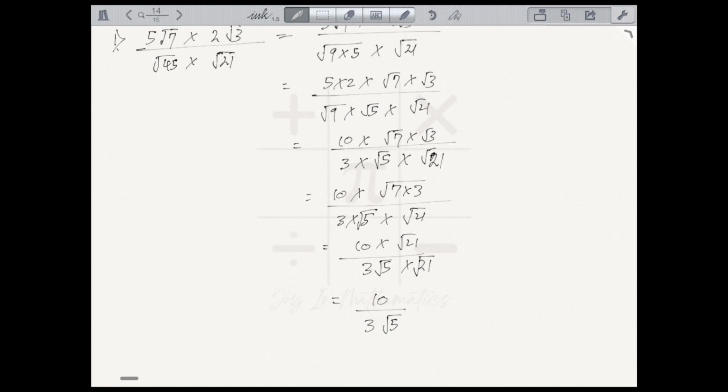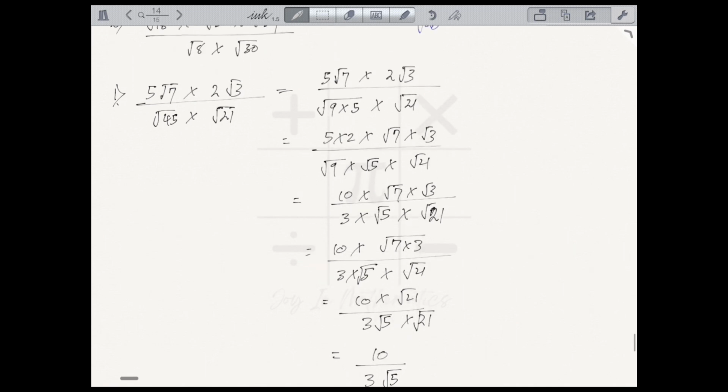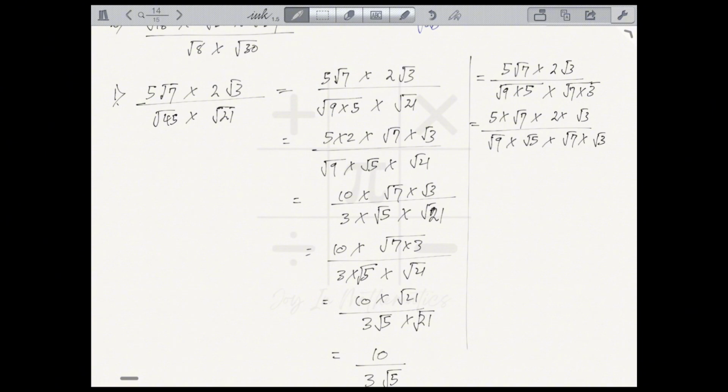So before I continue, let me show you why I was contemplating on making this root 21. In the same vein, we can have 5 root 7 multiplied by 2 root 3 divided by root 9 multiplied by root 5 multiplied by root 7 times 3. Now if we split the surds, we have 5 root 7 multiplied by 2 multiplied by root 3, and this will give me root 9 multiplied by root 5 multiplied by root 7 multiplied by root 3. Of course, we are going to arrive at the same answer, but through a different way.